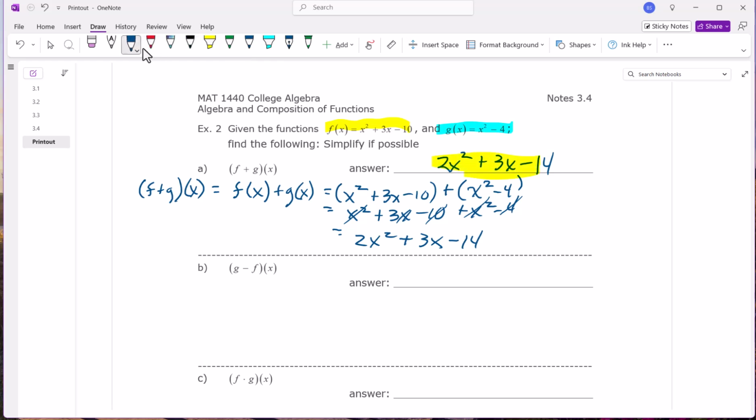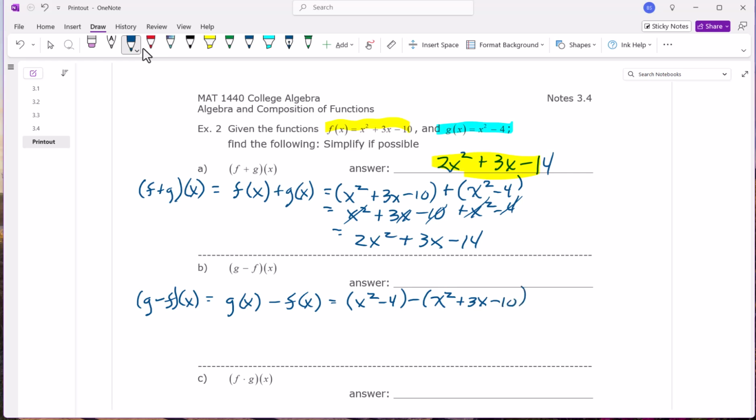Okay. Do g minus f of x. So if we do g subtract f of x, and we have to do this in the same order, we do g of x, then we subtract f of x. So it's pretty similar to the last problem. So g of x comes first, and then minus. Now you do have to have parentheses. That's something that if you don't pay attention to, you're going to mess up.